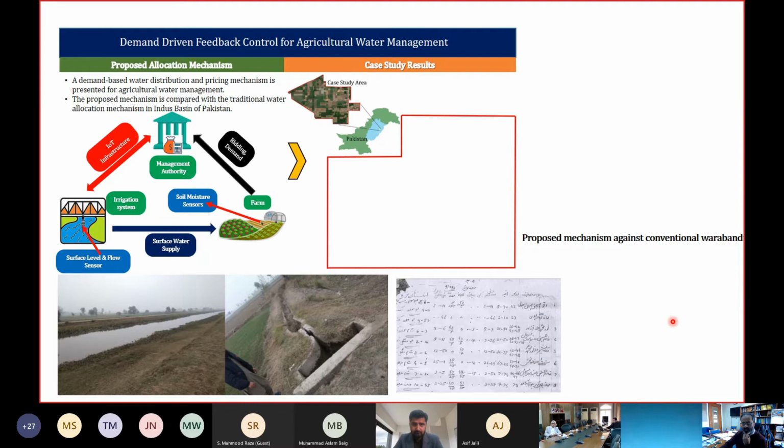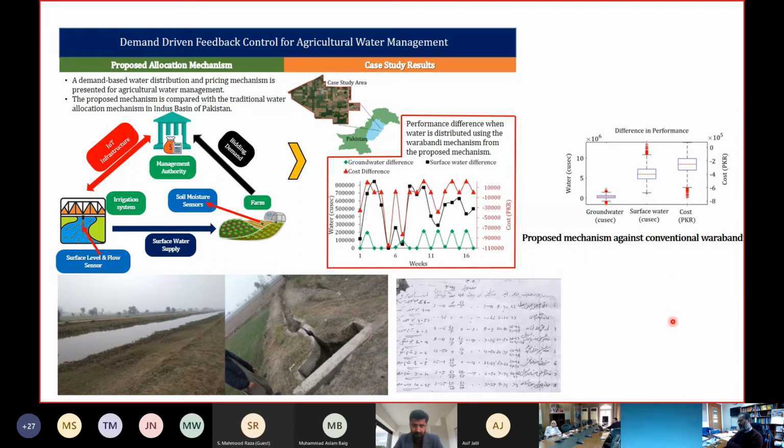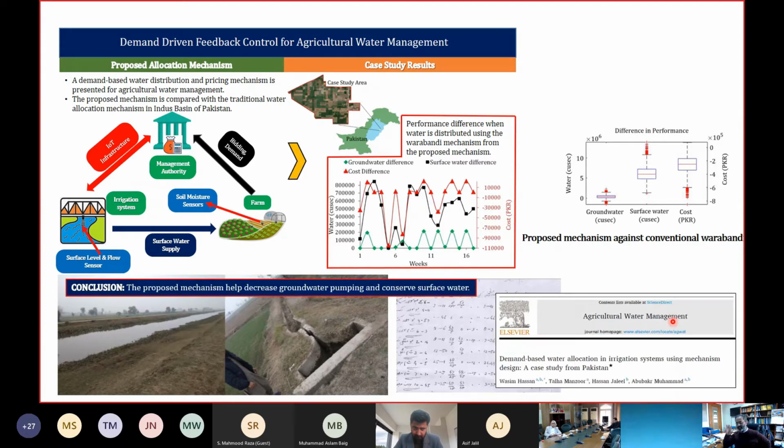So we did that, and we proposed one bidding-based water allocation mechanism. This was more demand-driven, and we compared the standard Warabandi against this bidding mechanism. And we found some improvements, as you can see from some of these charts here. This was a paper that recently came out. The main conclusion was that this proposed mechanism helps decrease groundwater pumping as well as conserve surface water. On the cost side, things were not as promising as on the conservation side, but still, by changing the ways in which allocation was happening, we were seeing some improvements in particular irrigation performance indices.